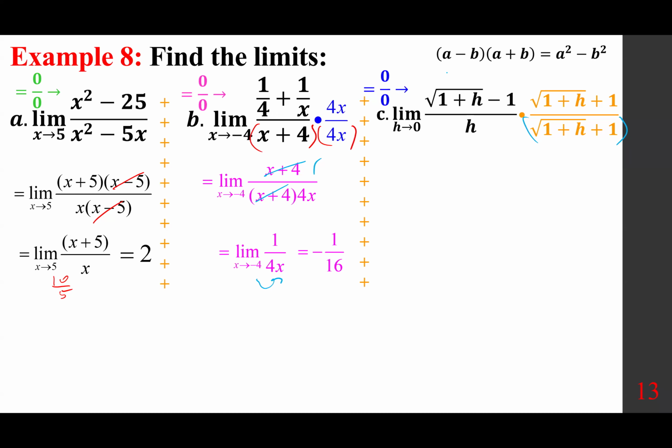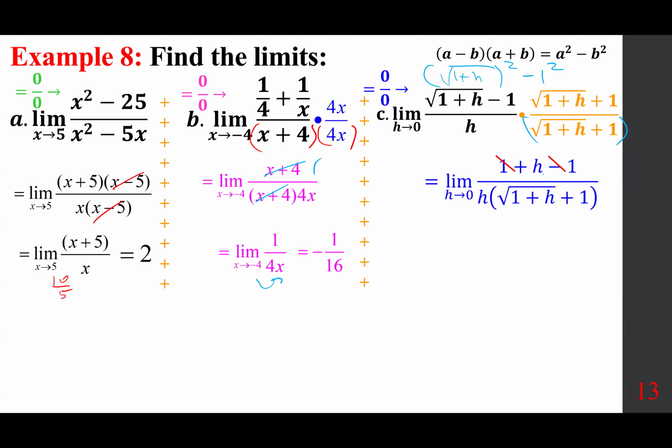The numerator, according to a minus b times a plus b, becomes a squared minus b squared: the square root of 1 plus h squared minus 1 squared. So the first one comes out. The second one is 1. 1 and minus 1 cancel each other. h cancels out the h. And now if I plug in, I get 1/2 as the final answer.